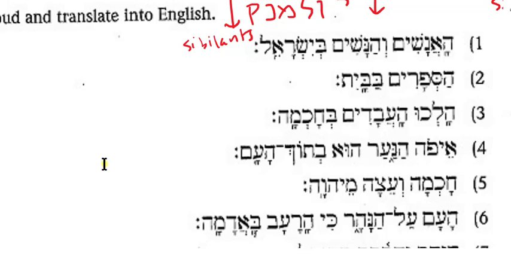Mm-hmm. Could it also be like, in the temple is gold and silver? In the temple is gold and silver. That is a possible way to translate this.